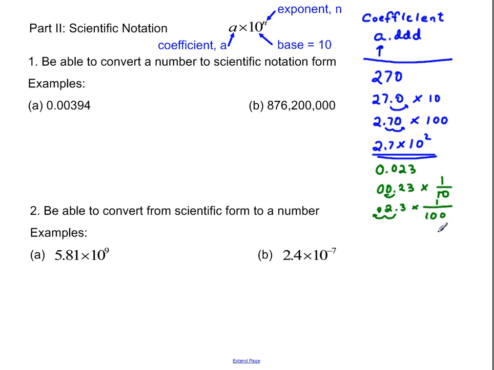1 over 100 is the same thing by our decimal rules as 1 over 10 to the second, which is a lot like saying 10 to the negative 2 power. And so really, our coefficient, 2.3, would be multiplied by 10 to the second. Right? So that would be our scientific notation for this one. So if we're converting these over, what we're going to think is this.